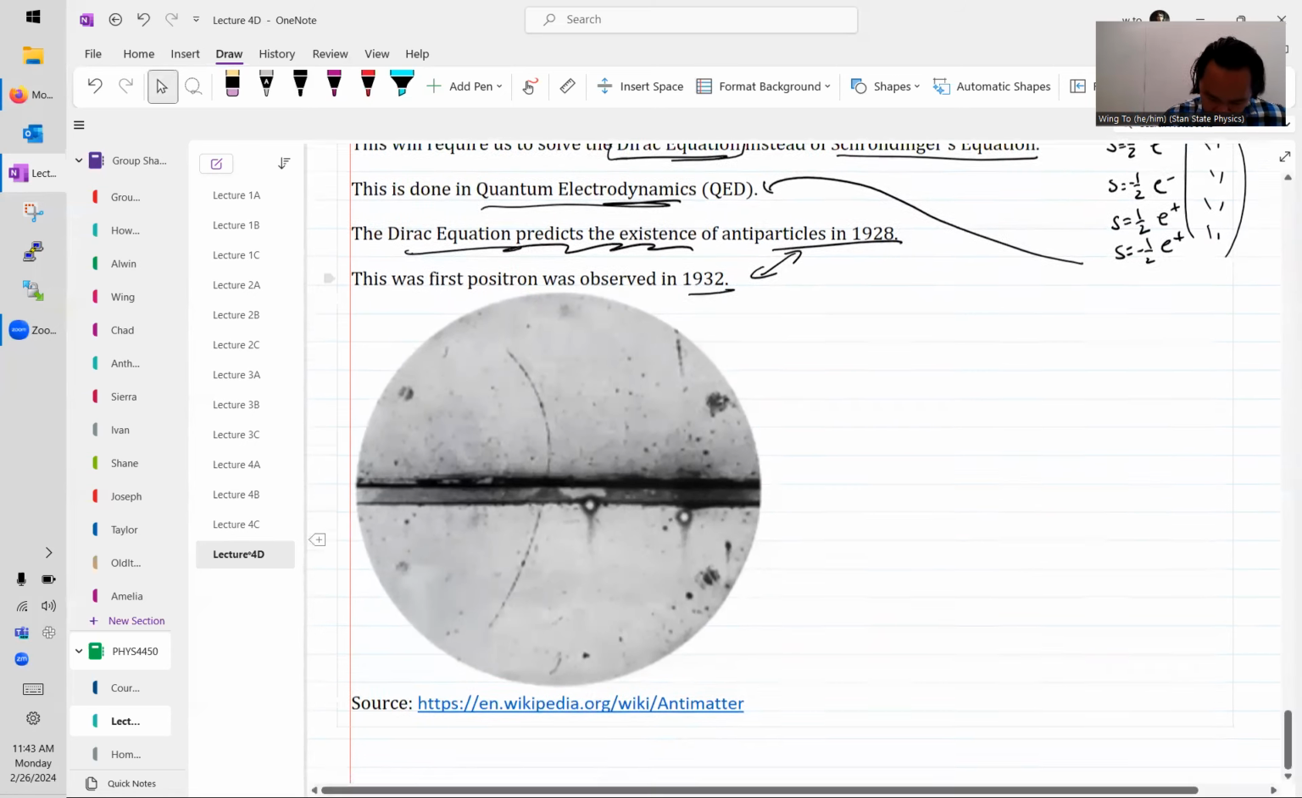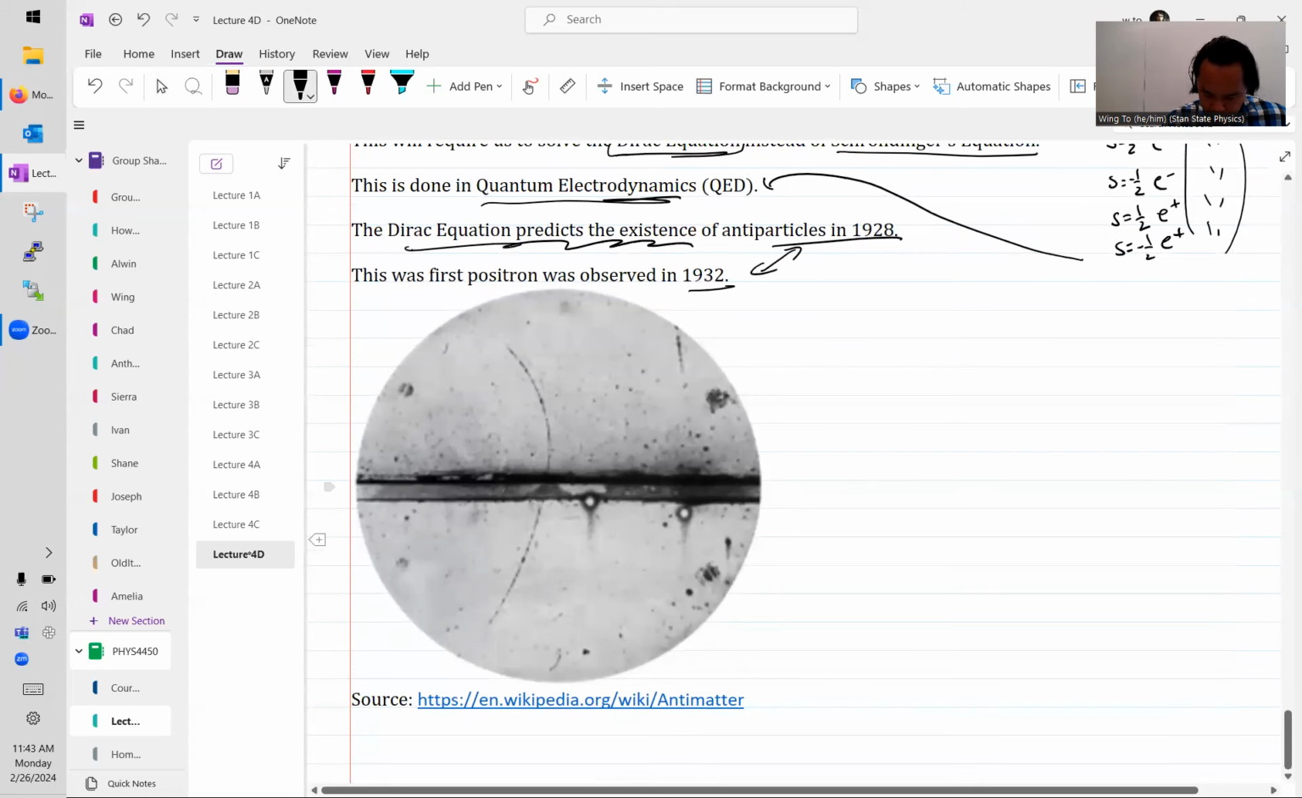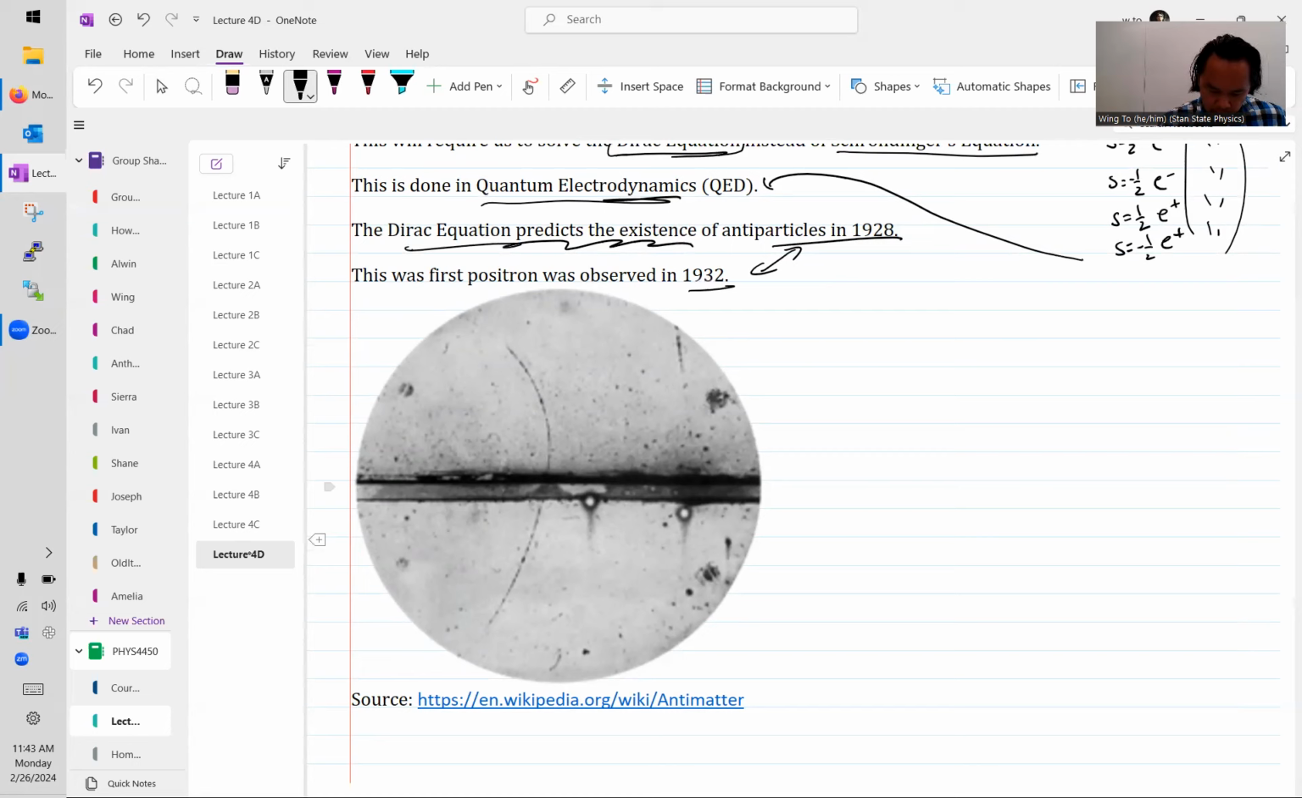This is the first evidence for antimatter, a picture of a cloud chamber. I don't want to talk about detectors too much, but they probably applied a magnetic field, and that magnetic field is probably coming out of the board. Let's remember this silly notation. If you have a positive charge coming through here, it's going to curve to the left on this board. If you have a negative charge, it's going to curve to the right.